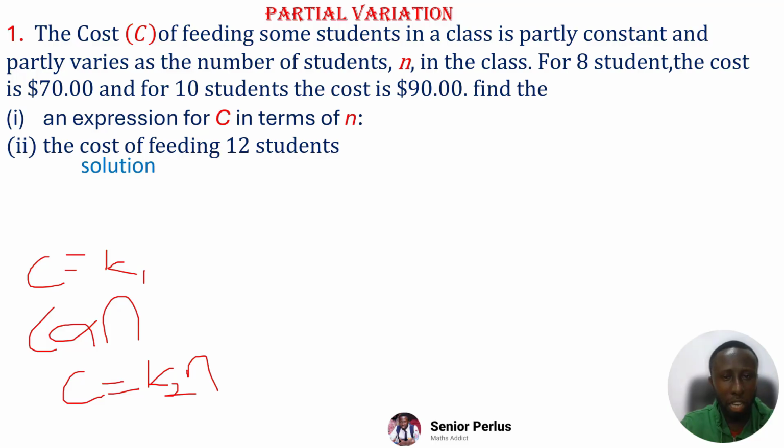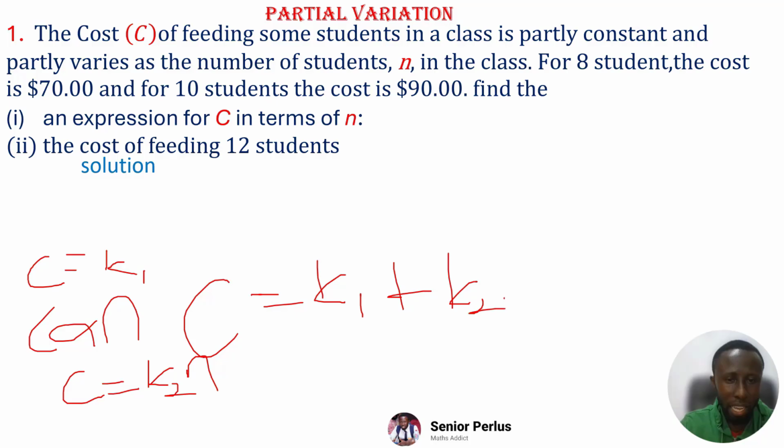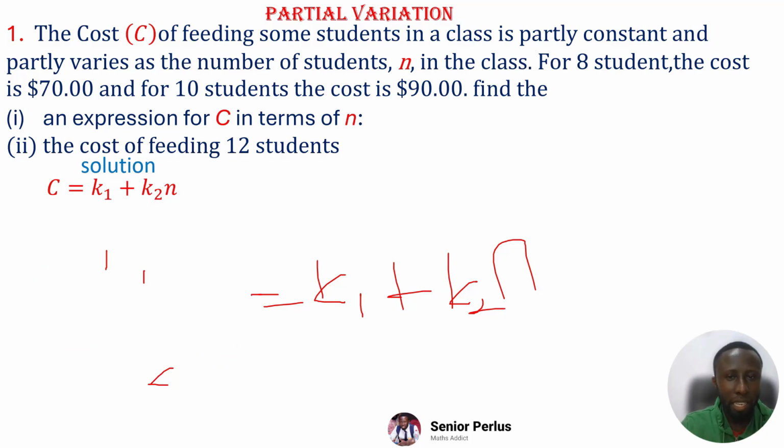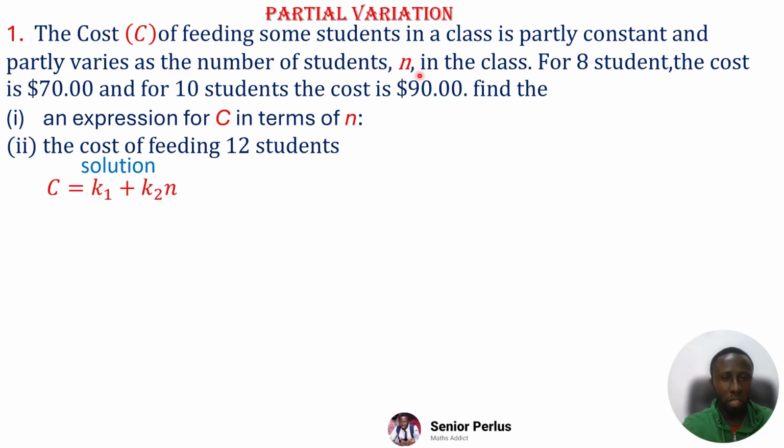Okay, and it's partial. So let's join them partially. So it becomes C equals K1 plus K2N. That's what they are trying to mean here. Good. So the cost of feeding some students in the class is partly constant and partly varies as the number of students, which is what? N. Okay, this is what they mean. So like I was saying, getting the expression is the key. Good. Now let's continue.